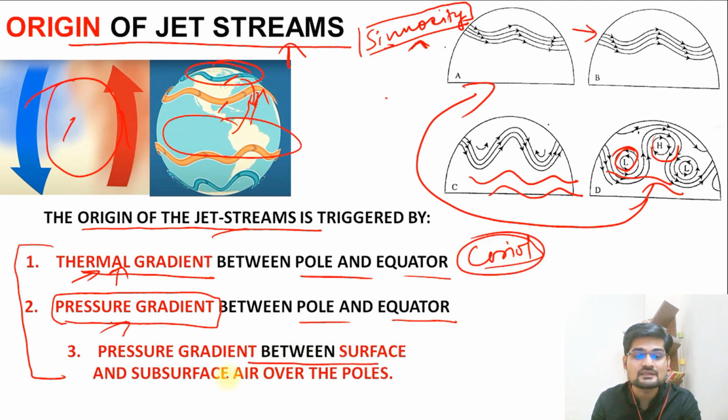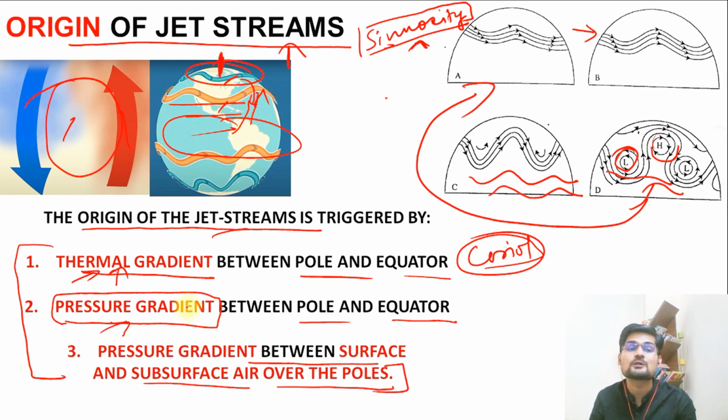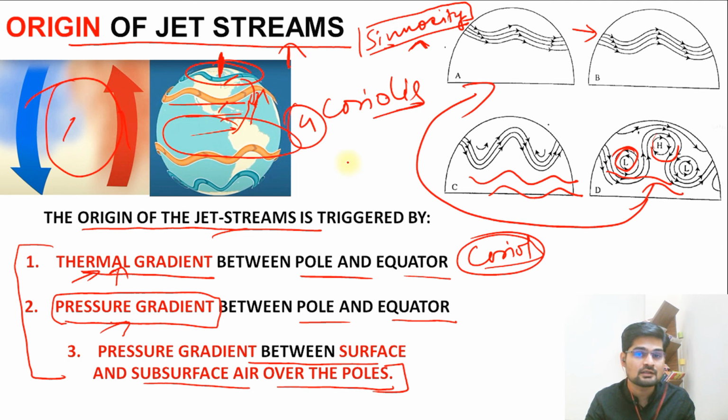The pressure gradient between the surface and subsurface air over the poles is also equally important. It means not only this horizontal, but this vertical air mixing is also important, and the Coriolis force is important. So as a fourth factor, the direction of these winds is west to east in a larger framework. So these are the factors and these are the processes, and this is the way it operates. I hope you have understood this from A to B to C to D, how it changes. So this is about the concept of the origin of the jet stream.